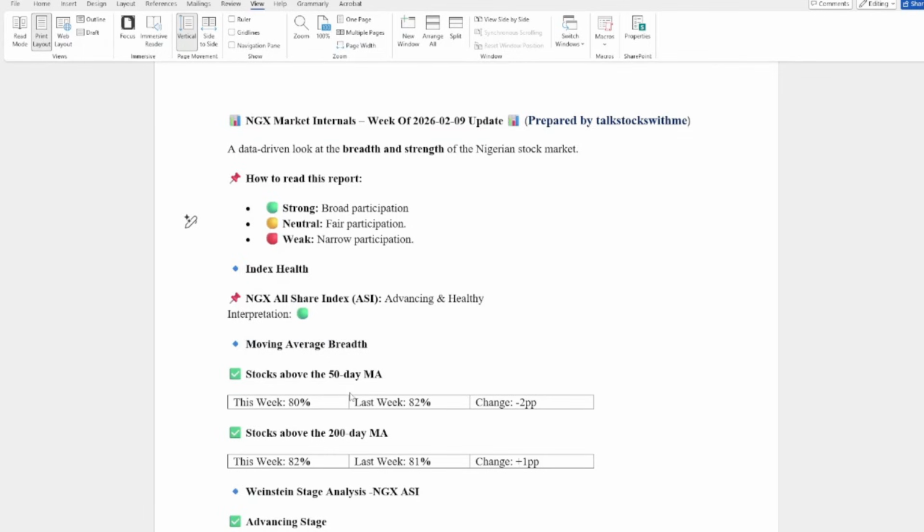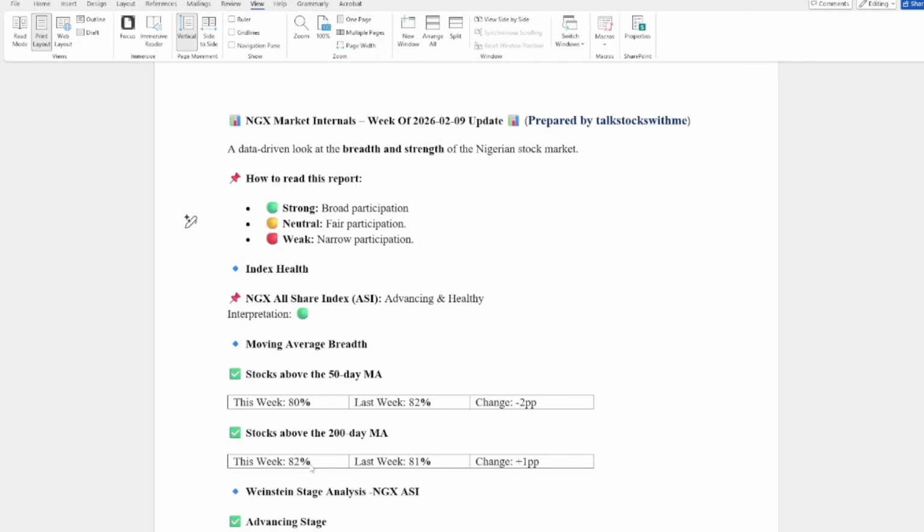Remember, when we're back in school, when you have a score of 80%, that is actually a grade A, or A plus, depending on the scoring formula you typically utilize in your school board. So we're going to give the NGX ASI an A plus for the percentage of stocks trading above their respective 50-day moving average. Again, another statistic that we use to track the health of the market using the moving average breadth statistics is the percentage of stocks that are trading above their respective 200-day moving average.